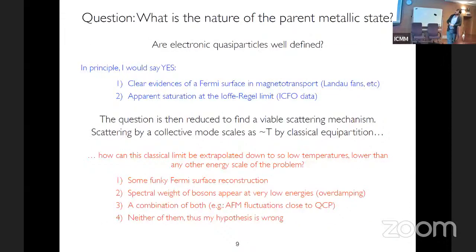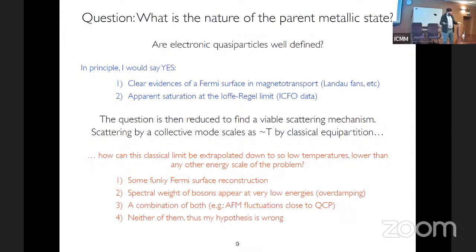Okay, so this is my line of thought when I saw this data, and this is how I try to understand this physics. The question to me, and I think it's a very interesting question, is: what is the nature of the parametallic state of twisted bilayer graphene? Another, more specific way to frame this question would be: are electronic quasiparticles well defined, for example? And my answer would be yes, because there is clear evidence of the existence of a Fermi surface, for example, in magnetotransport.